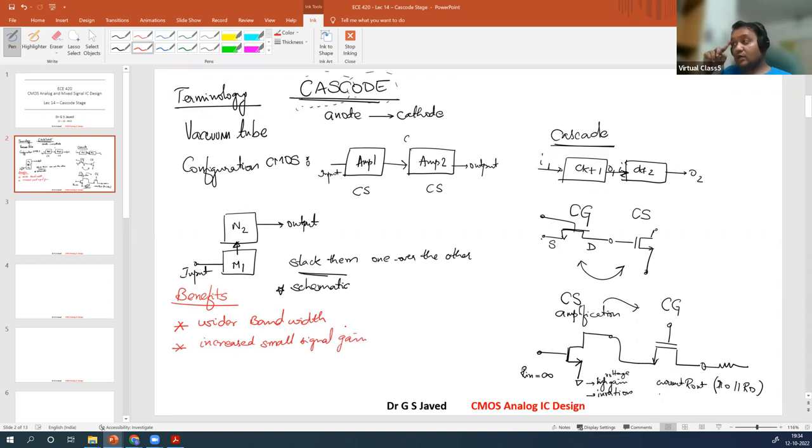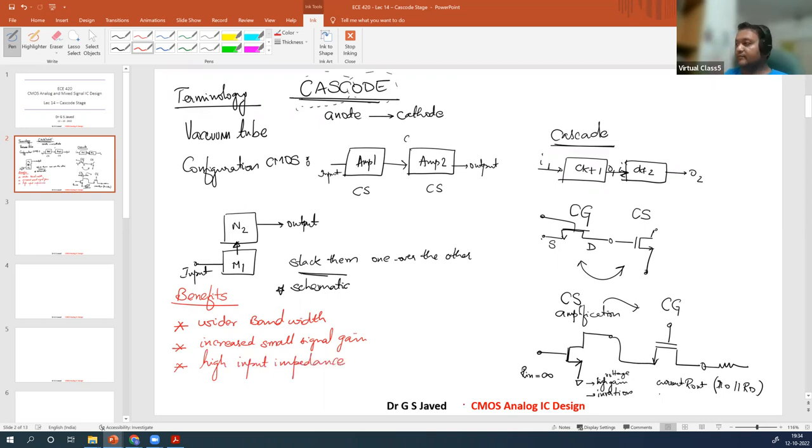Okay, but there is one thing. Depending upon if this M1 is appearing at the source of M2, then this would get treated as a source degenerated circuit. So that is also another thing that you have to understand and remember intuitively. We'll come to that. Then third one is, like I said here, you have a high input impedance.